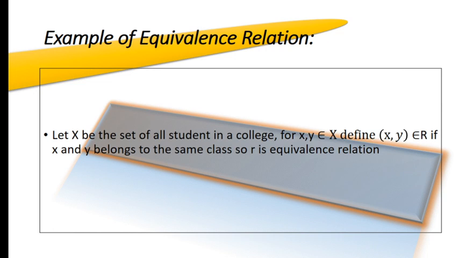There are three students x, y, z in set X in the college. x and y belong to the same class, and y and z also belong to the same class, so this implies x and z also belong to the same class. This relation is called an equivalence relation.